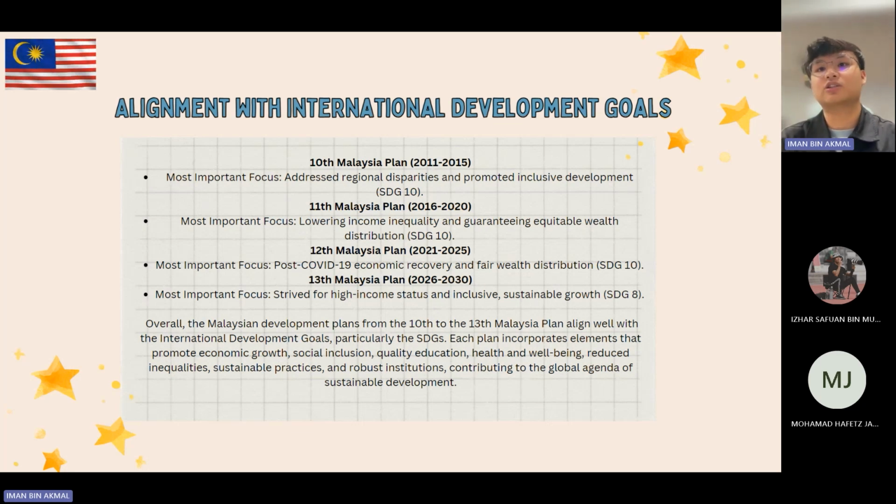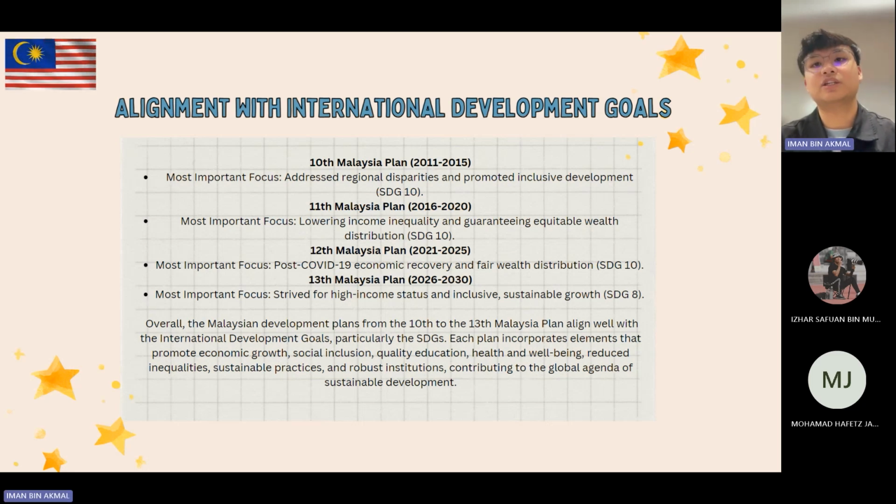SDG 10. So for the 12th plan, we know that 2021 is post-COVID, where our economy is quite slow. So with the 12th Malaysian plan, it helps the economy to recover well. So for the 13th Malaysian plan, the most important focus is to strive for high income status and inclusive sustainable growth, which is goal 8.